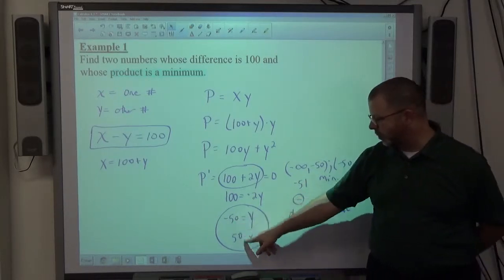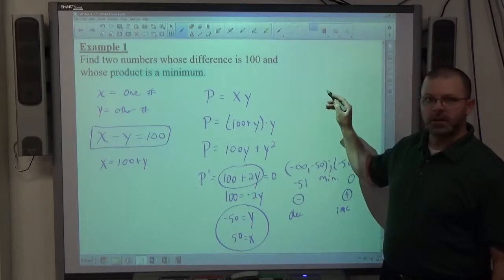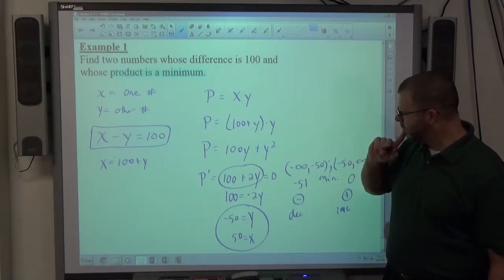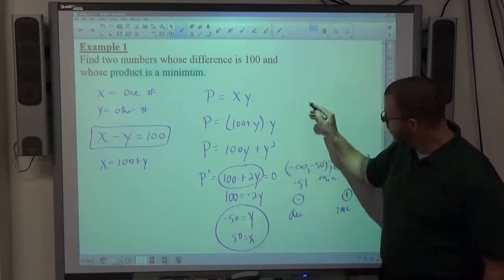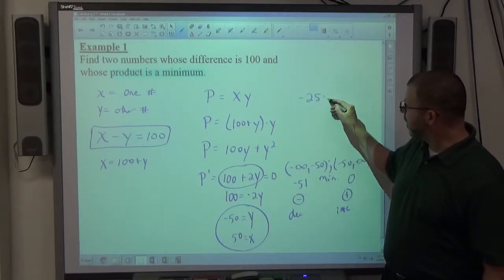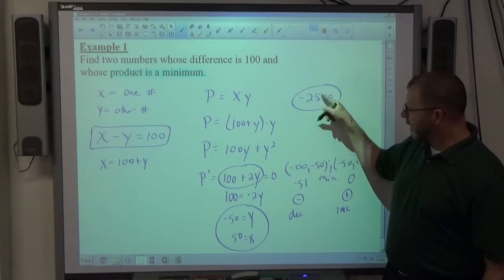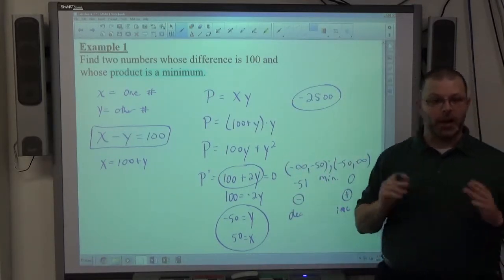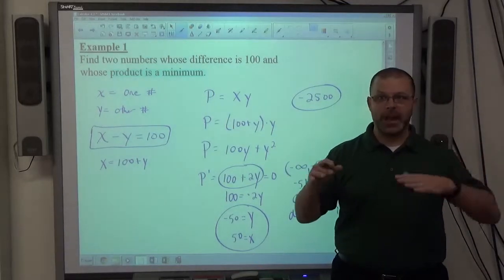What's the product of these two numbers? The product of these two: negative 2,500. Right, that's the product. Now you don't have to do the product. I just wanted to verify that's the smallest product possible. And it seems like 2,500 is big, but negative 2,500.